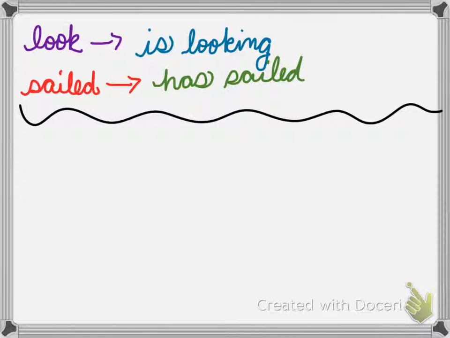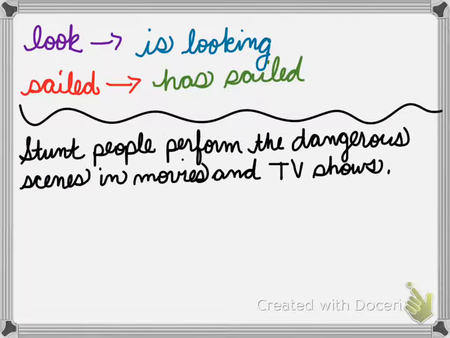Okay, so let's look at the practice and apply in the 7th grade book. So 8th graders glance over at a 7th grade book and let's look at that first sentence. Stunt people perform the dangerous scenes in movies and TV shows. So when identifying your verb, you would identify your verb as perform.